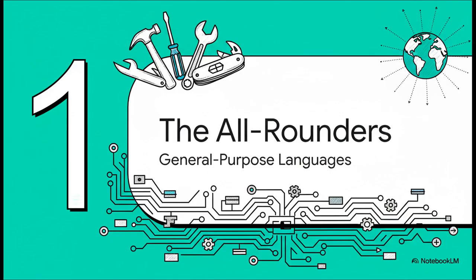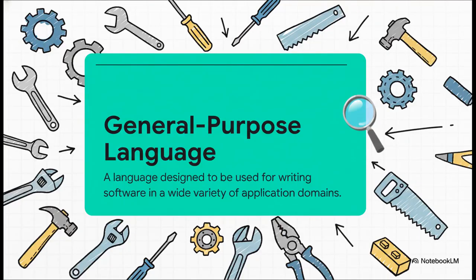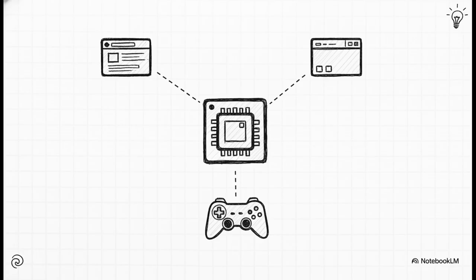First up, we've got the all-rounders. These are your foundational tools, the ones you can grab for a huge range of different projects. So, what's a general-purpose language? Well, the name kind of gives it away, right? It's a jack of all trades. These are your hammers, your screwdrivers, your adjustable wrenches. They're designed from the ground up to be super versatile, so you can build almost anything you can dream up with them.